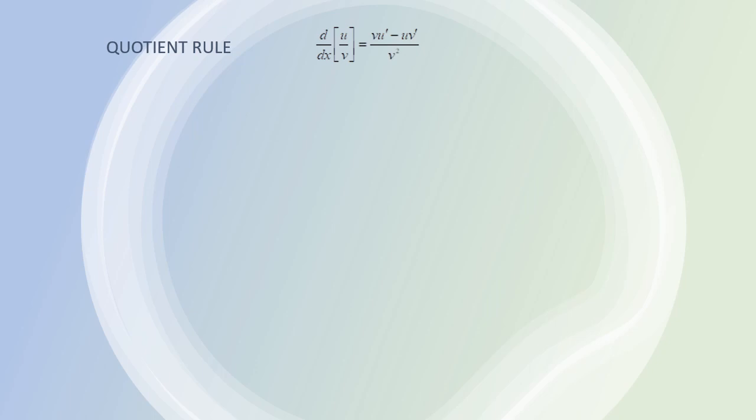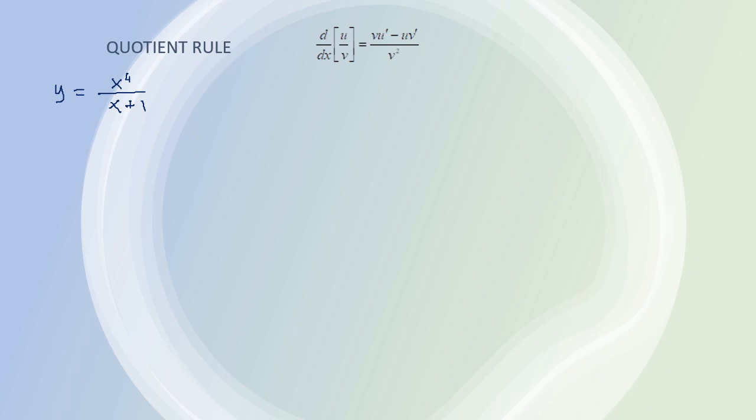Next is quotient rule. We use this formula when we want to differentiate a rational function or division function. If our y is equal to u over v, then we will differentiate by using the formula (v u prime minus u v prime) over v squared. Look at this example. We have y equal to x to the power 4 over x plus 1.